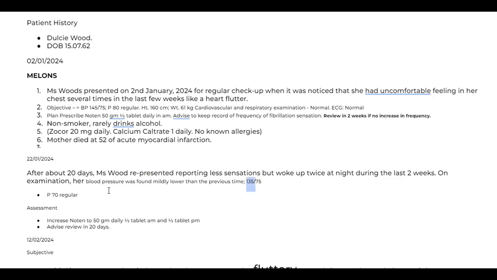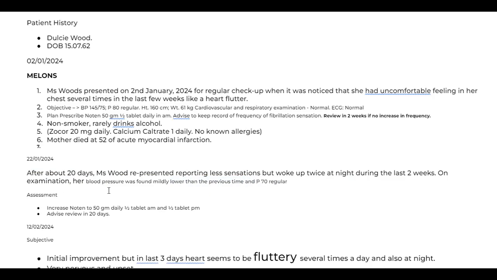Okay, then see, there is a problem here. It is lower than the okay. Okay, and is it a pulse? And her pulse rate was regular. Don't have to write both the things. Okay.